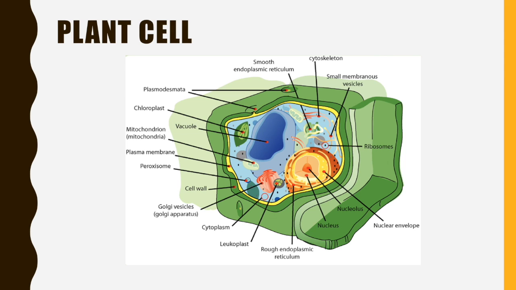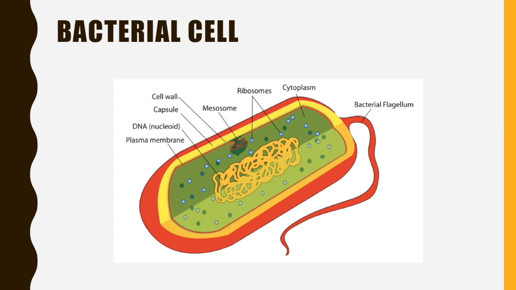The bacterial cell. In the bacterial cell, we have several organelles involved. We have the plasma membrane, the nucleoid, the capsule, the cell wall, the mesosome, the ribosomes, and the cytoplasm. Above which, for movement, we have the bacterial flagellum.